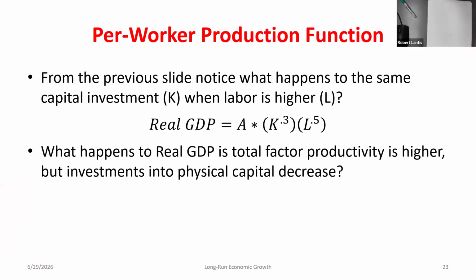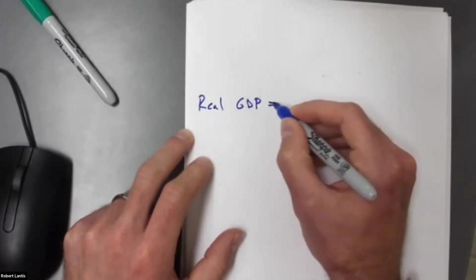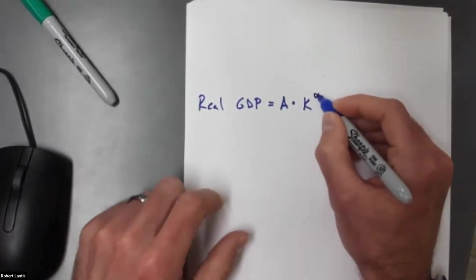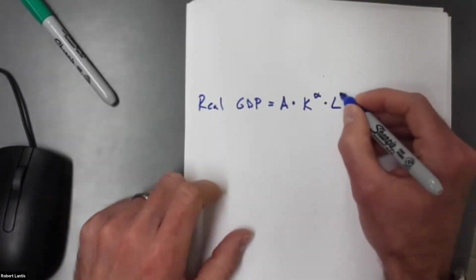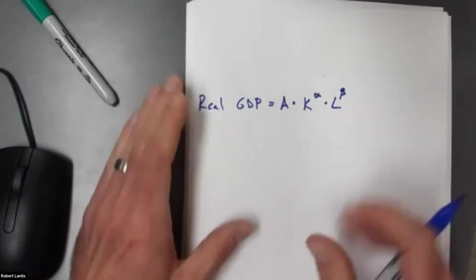This is my production function. What happens to real GDP if total factor productivity increases or is higher, but the investments made into physical capital decrease? So if we don't know the percentage change in each of these, then really what we're left with is our real GDP is going to be A times capital to some exponent, and then times labor to some other exponent, right? We might be given values here, but just in general.